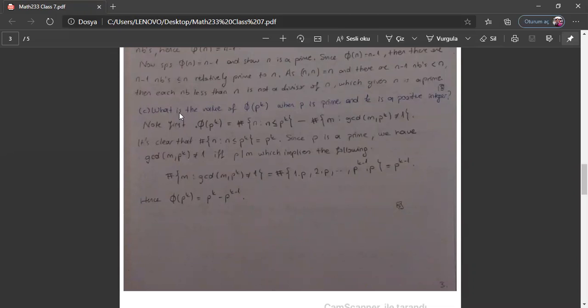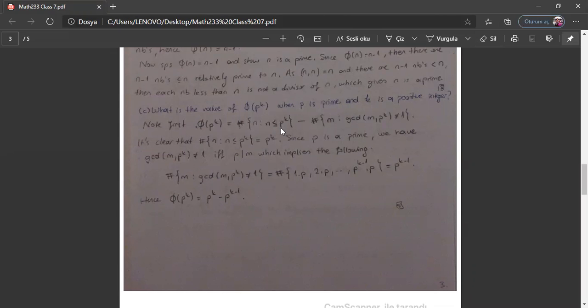Now we prove this one. We will compute phi of p to the k, when p is a prime and k is a positive integer. So this function phi counts the numbers that are less than p to the k and relatively prime to p to the k. Now it can be computed by this actually. So the number of the elements of this set, which includes the numbers n that are less than or equal to p to the k.